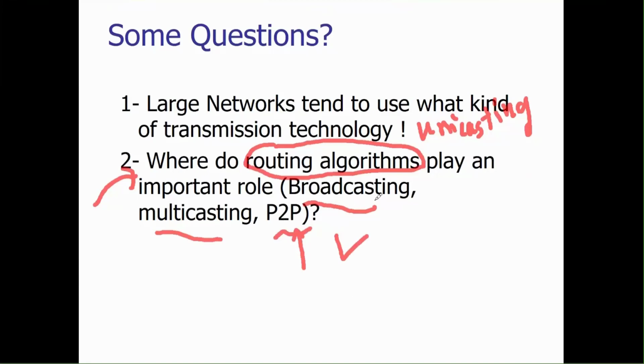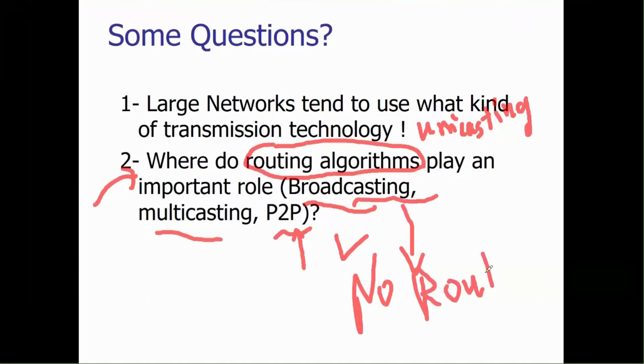Again, in broadcast, we don't need a routing algorithm, right? Who can tell me why we don't need a routing algorithm in broadcasting? Yes, exactly, Muhammad. Thank you. Because we are sending indeed to everyone. So there is no optimal path. And the path is basically everybody gets it. We're not going to one and then the other. Everybody's getting it. Okay?